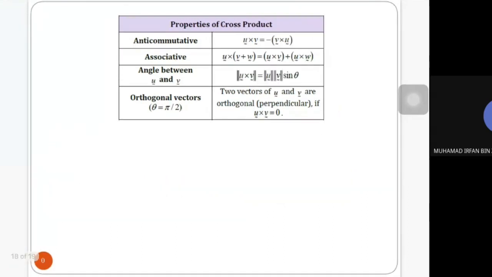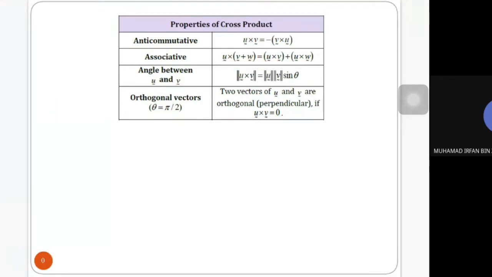Next is the properties of the cross product. The first one is anti-commutative. It's opposite from the dot product. Just now it was commutative for the dot product, but anti-commutative for the cross product. So u cross v is equal to negative v cross u. And similarly for associative, when you have the bracket, you have to expand this.